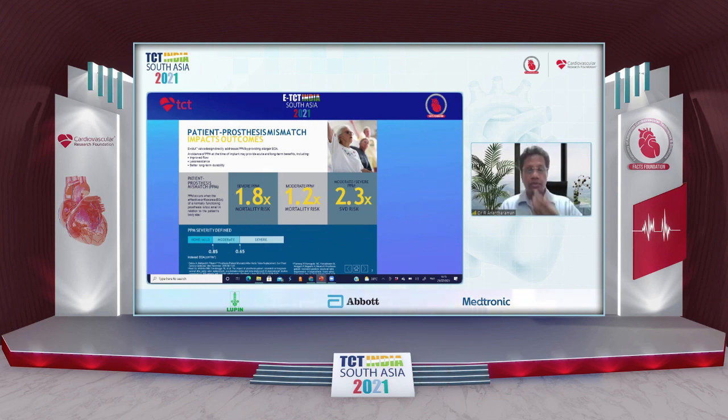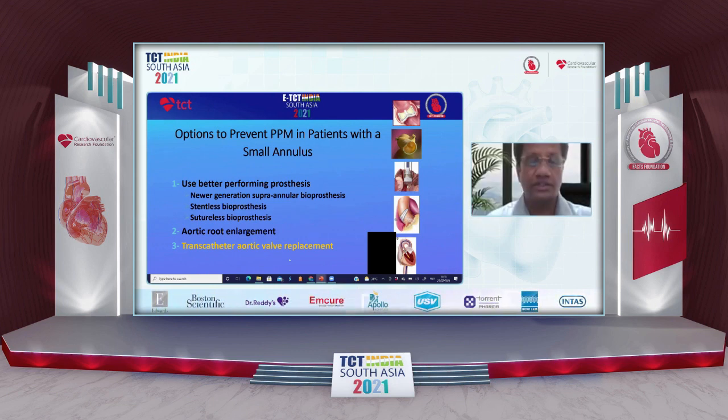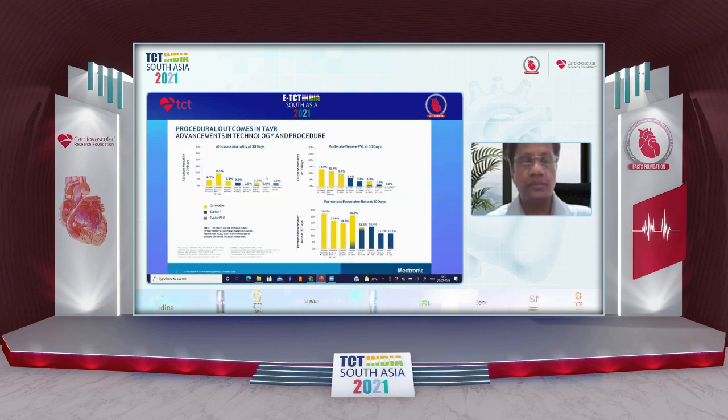So what are the options? If the surgeons are doing it, they can root enlarge, or they can select a newer device. For us, for the transcatheter, we need to know which valve we are going to choose. Over a period of time, the valves have evolved, especially the Evolut, to such an extent that the mortality rates have come down to comparable to the surgical all-cause mortality, and paravalvular leak is significantly reduced with the current generation of Evolut with the outer wrap, Evolut PRO. And the pacemaker rate is also fantastically low with the new implantation techniques.